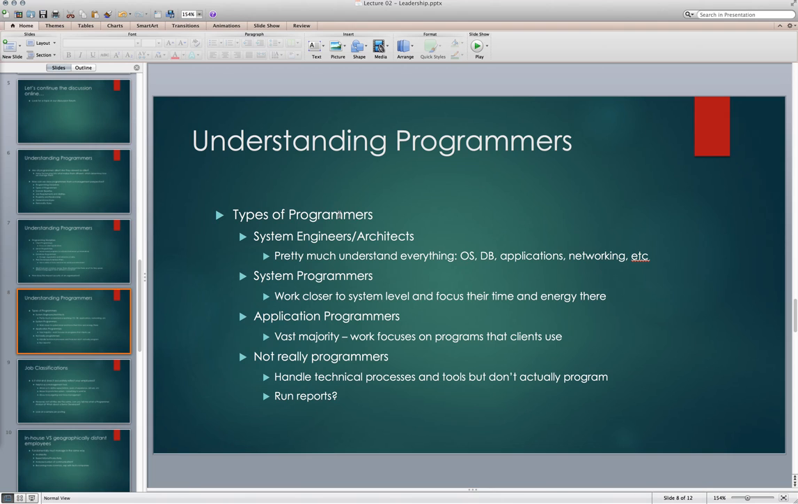And so we generally have to be able to break programmers out to not only help identify the skill set, match the skill set they have to the skill set that we need, but then make sure that when we're pulling in new people, we're hiring new people, that we're attracting the right kind of person based off of the type of job posting that we provide. And again, we have engineers and architects, programmers, application programmers, system programmers, and not really programmers.